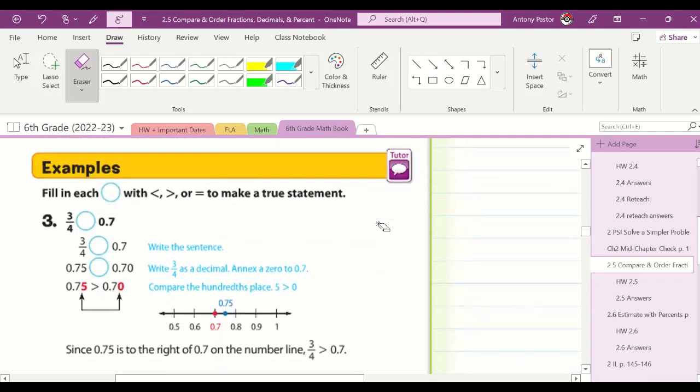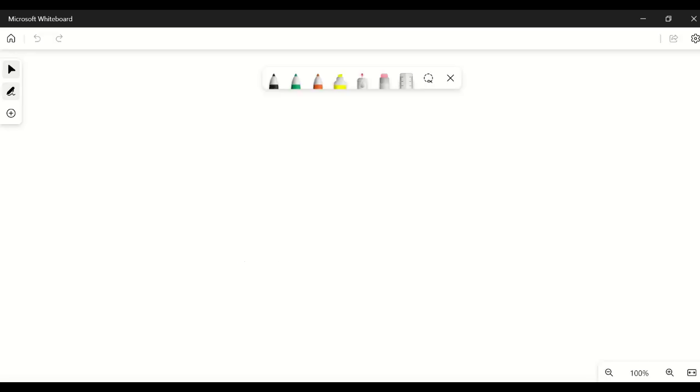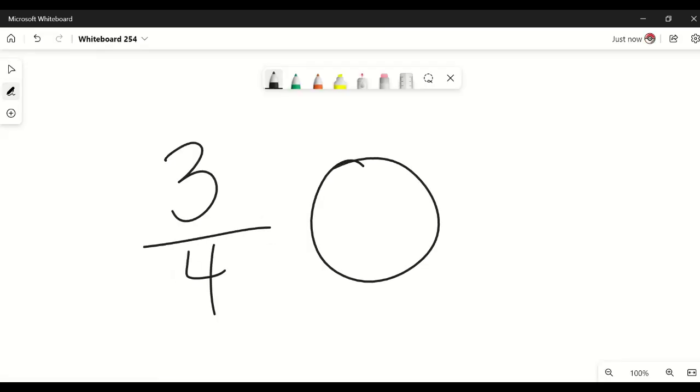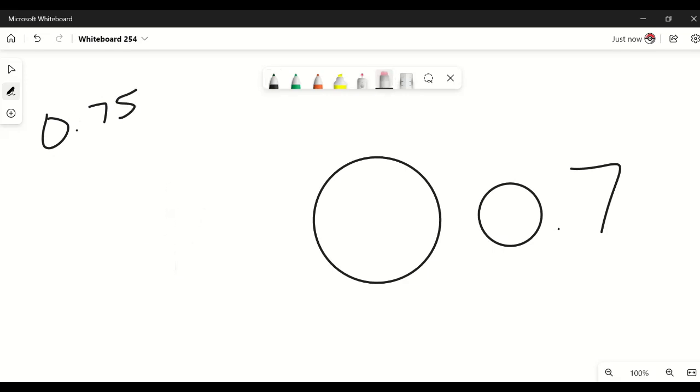Now we're going to be comparing 3/4 to 0.7. This chapter is going to be doing a lot of comparing different types of numbers, a decimal compared to a fraction. In your quick conversion chart that I gave you, you should know that 3/4 is the same thing as 0.75. And we talked about this last week with money, 75 cents. So that one's an easy conversion.